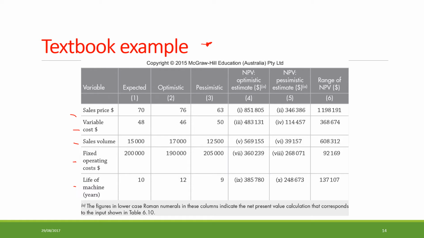We have an optimistic case, we have a pessimistic case, and we want to estimate the range in between, right? And by the way, this is a typo in the textbook. It should be the difference between the NPV in the optimistic case, so column 4, minus the pessimistic case, so column 5 here, right? So one minus the other.